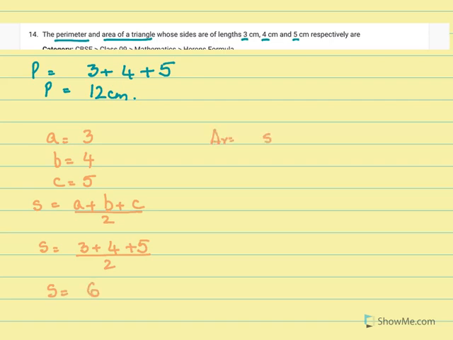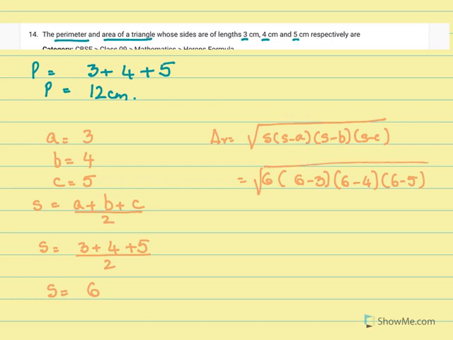Then the next step to find the area: S minus a, S minus b, S minus c. And that is 6, 6 minus 3, 6 minus 4, 6 minus 5. So you have 6 into 3 into 2 into 1. We break up the 6: 6 we make 2 into 3 and 3 into 2. Then we make groups: 3, 3, 1, 3, 2, 2. This 2 and this 2 become another 2. So that is 6. The area is 6.